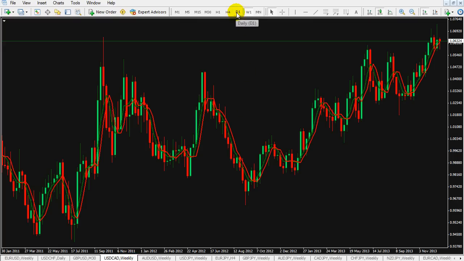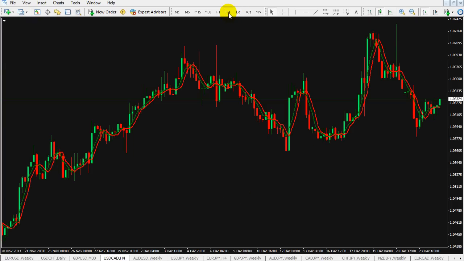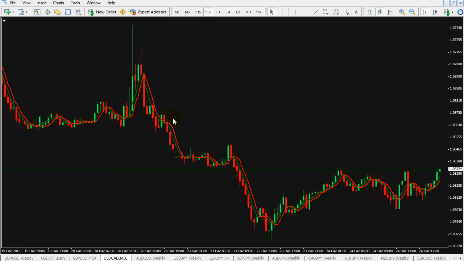Canadian looks like it's going to be about the same here on the weekly. Daily is pretty choppy. 4 hour is not trending at all. 1 hour isn't going anywhere. And neither is the 30-minute.